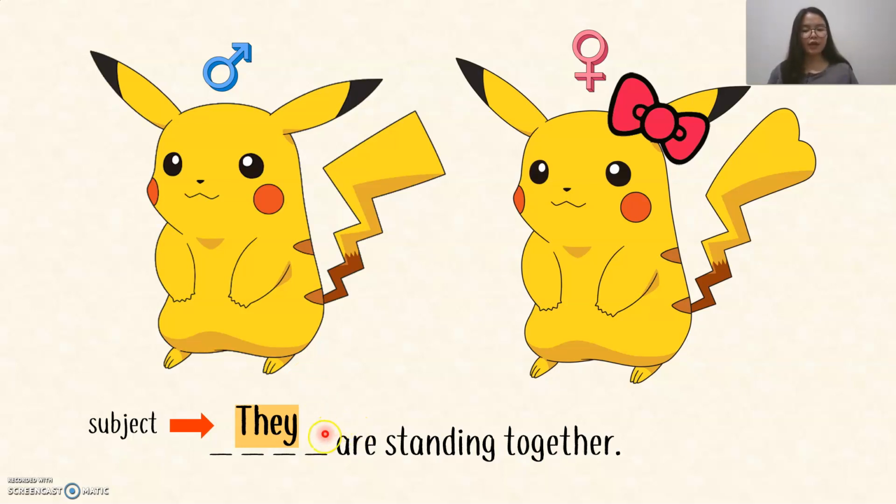And don't forget to pay attention to the verb. If it is only one subject like he or she, we use a singular verb like is. But if we have more than one subject, for example, two subjects like this one, we use a plural verb, are, like that.